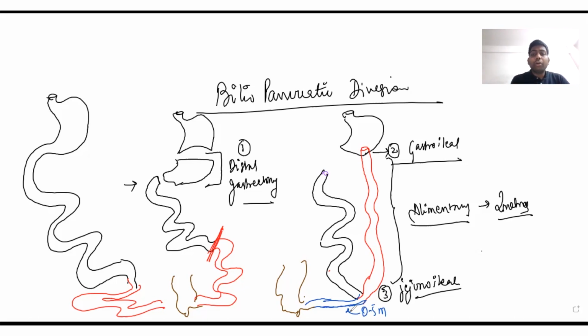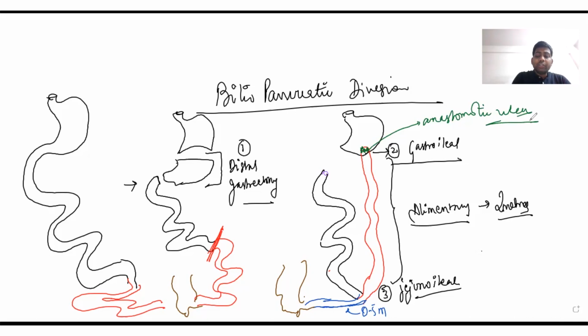Apart from this, another complication in this procedure can be that this part of the gastro-ileal anastomosis might come in contact with the acid directly, and so there might be a chance of formation of ulcer around this anastomosis. So this might lead to anastomotic ulcer. So, a few things about the biliopancreatic diversion: this causes maximum weight loss, this causes maximum fat malabsorption, and it might lead to anastomotic ulcer.